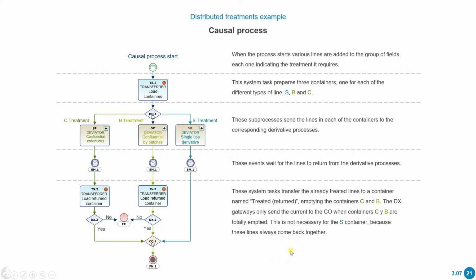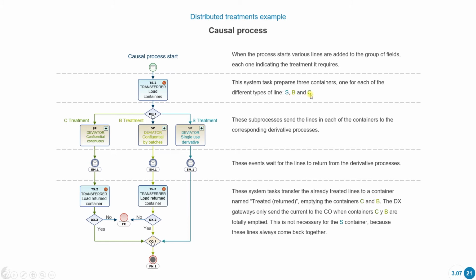So here we have an example. This is the causal process. Basically what's going to happen here is the process is going to start. And when we start this process, we're going to add several lines to the start message event. We can add 10 lines, 30 lines, 100 lines, 1000 lines, it doesn't matter. After that, the flow is going to enter this system task here. Once it's entered this system task, we already know that we can create lines of three different types: lines S, lines B, and lines C.